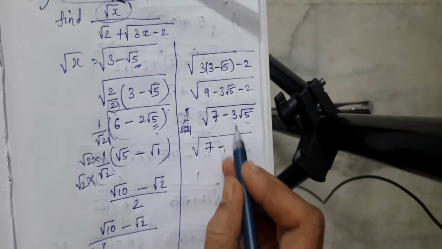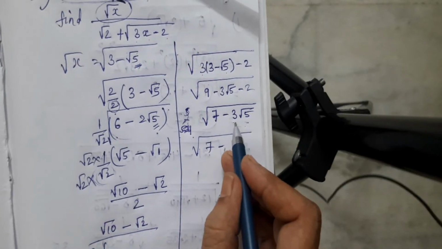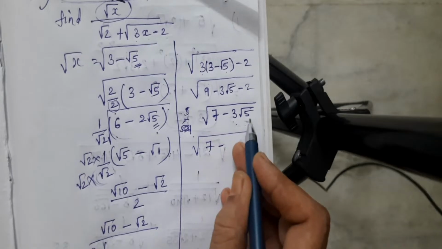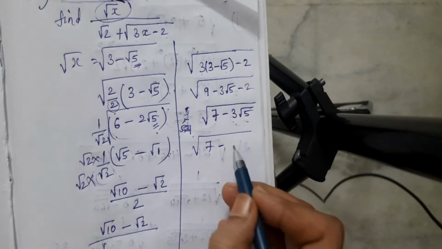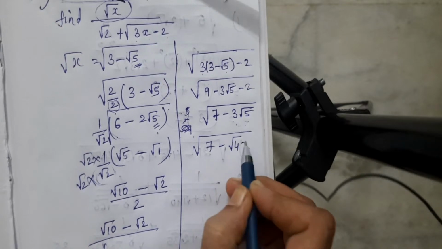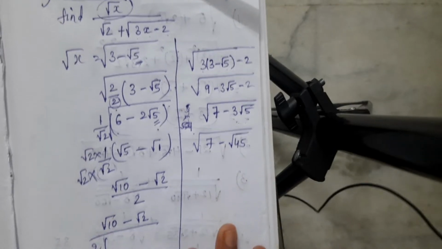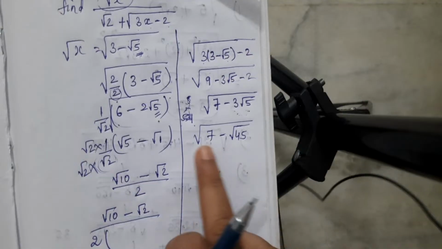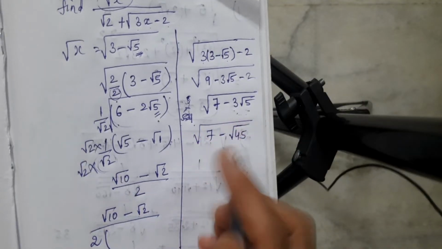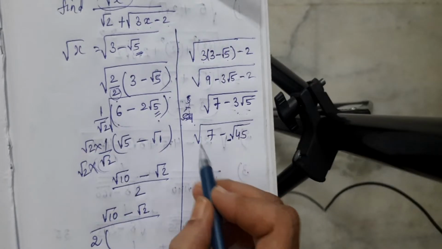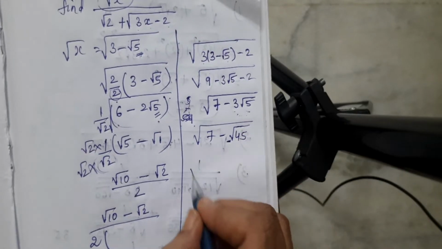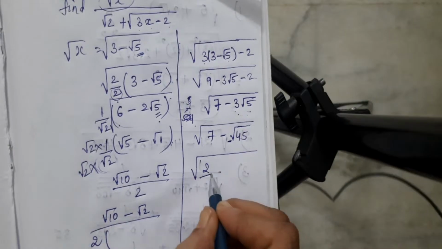If I shift this 3 inside, it will get squared and enter. 3 squared is 9. 9 5s are 45. So it's root 45. Now the next step, here 2 must be there before the root. So we'll multiply the whole equation by 2 and divide by 2.